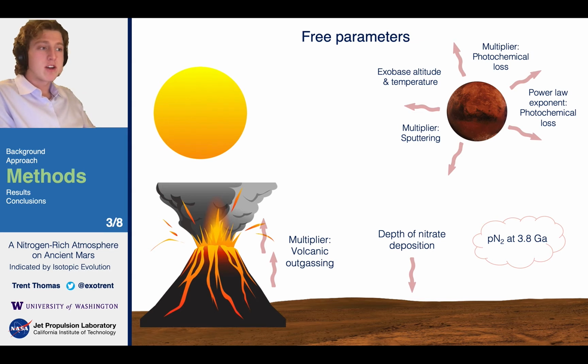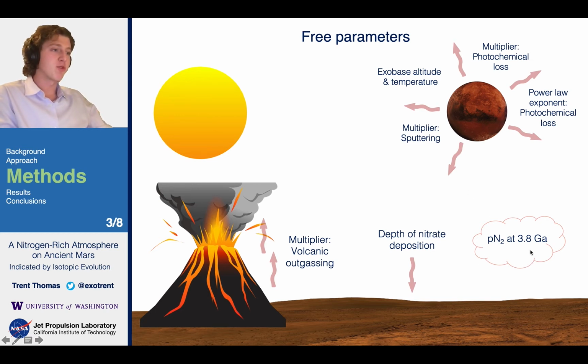Uncertainty in the exobase altitude and temperature has an impact on fractionation from escape to space. The multiplier and power law exponent of photochemical loss captures the uncertainty in the overall process of that, and the same goes for the multiplier of sputtering and the multiplier of volcanic outgassing. And there's also uncertainty in how deep into the crust nitrate deposits actually extend. Finally, the most important parameter, the initial pressure of N2 at ancient times.